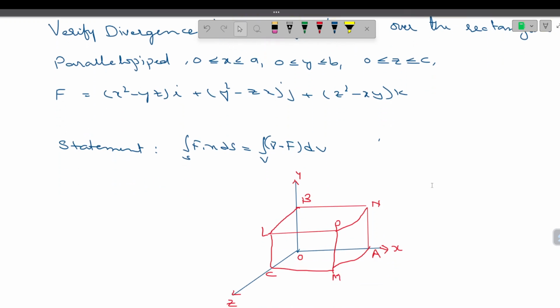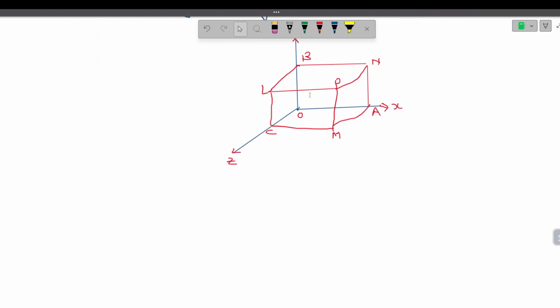So what is the statement of Gauss divergence theorem? Integration taken over the surface S of F dot n dS equals the integral taken over the volume V of divergence F dV. First let me go with the divergence. This is the diagram I have taken, along x-axis OA, OB along y-axis, OC along z-axis. OA is a, OB is b, OC is c.